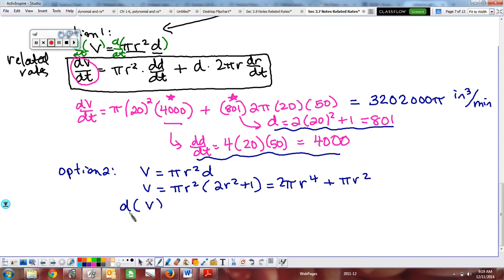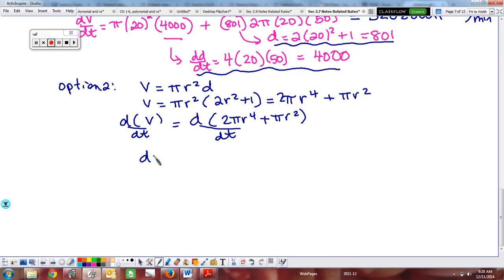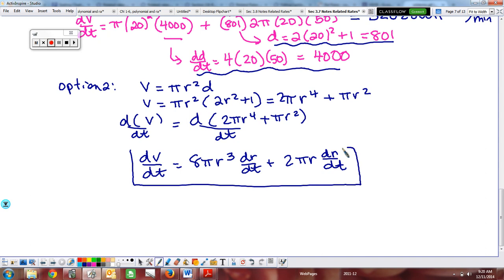So now I'm going to take the derivative of V with respect to t, take the derivative of 2 pi r to the 4th plus pi r squared with respect to t. So we end up with a related rates formula of dV/dt equals 8 pi r cubed dr/dt plus 2 pi r dr/dt. So that gets us to a related rates formula of this. Looks different than what we had above. But what's nice about this is now let's go plug and chug.